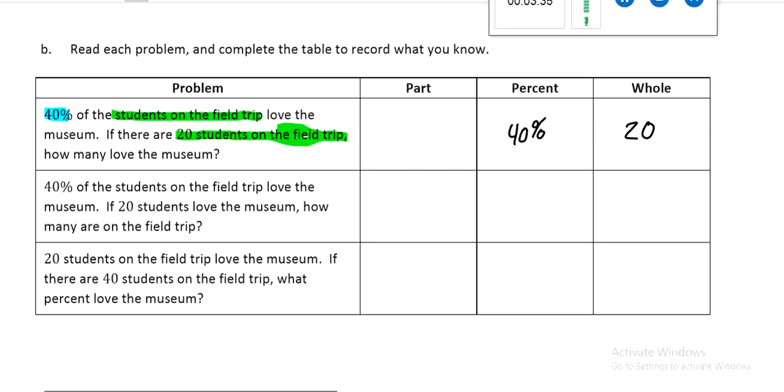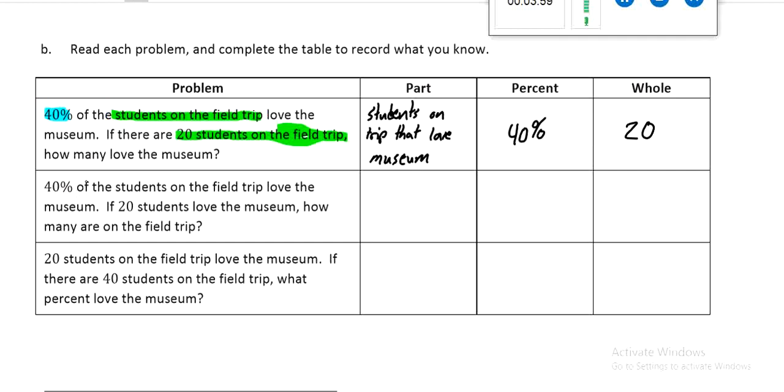So the part is just going to be the students on the field trip that love the museum. There we go. So that's what the part represents. And once we get better at doing this, we'll be able to find out what that number is. Okay, let's head to the next problem down.